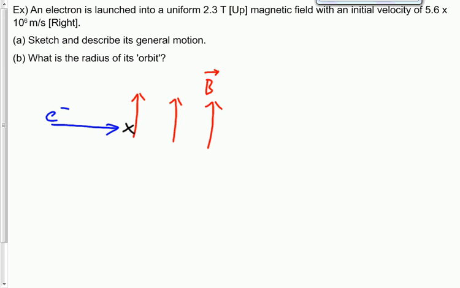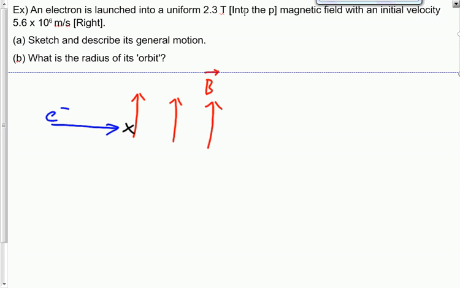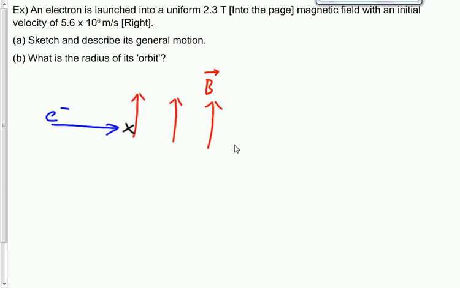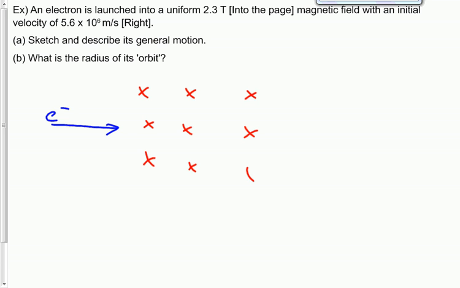So it's going to start curving into the page. Maybe I should have drawn this another way. Yeah, let's change this just slightly here. So instead of saying that the B field is up, let's change that just slightly so I can speed up here to draw. So let's have the magnetic field, a uniform magnetic field, going into the page.